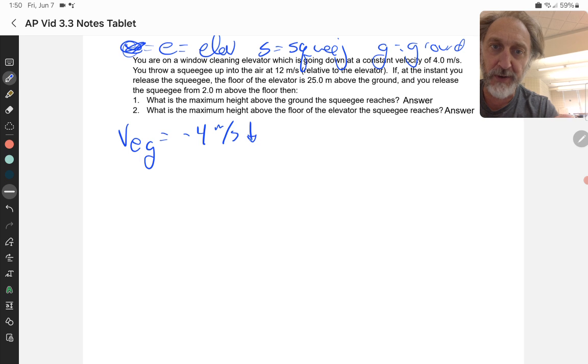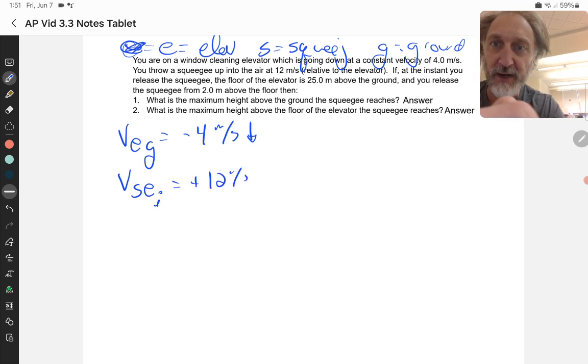I'm going to draw a little arrow to indicate the direction. All right. The velocity of the squeegee relative to the elevator initially is positive 12 meters a second, right? Because it says you throw a squeegee up into the air at 12 meters a second relative to the elevator, okay?